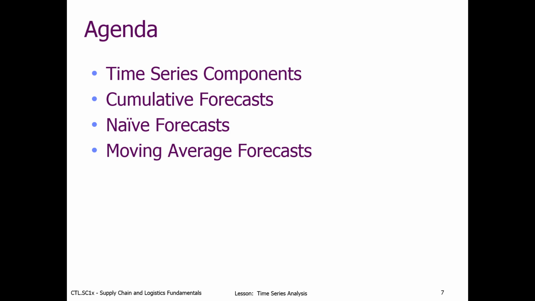So what will we talk about in this lecture? Well, we're going to talk about time series components, those patterns we're going to be looking for. Then we're going to talk about 3 types of forecasting methods: cumulative forecast, naive forecast, and moving average forecast. This sets the stage for all the other forecasting methods that we're going to work with. So let's get started.